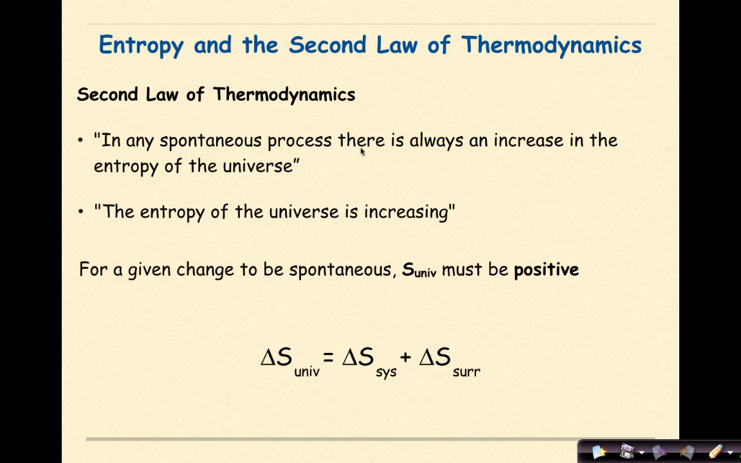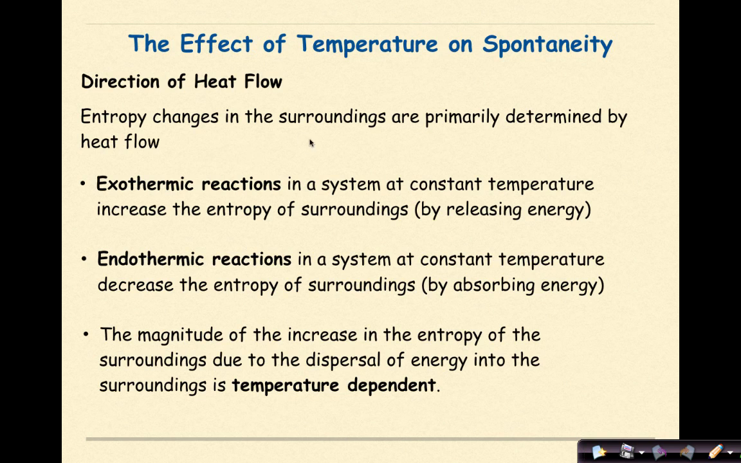In any spontaneous process, there is always an increase in the entropy of the universe. Or in other words, the entropy of the universe is increasing. For a given change to be spontaneous, the entropy of the universe must be positive. So for a spontaneous reaction to occur, the change in entropy of our system and the change of entropy of our surroundings must work together to give us an overall positive value for the change of entropy in the universe.